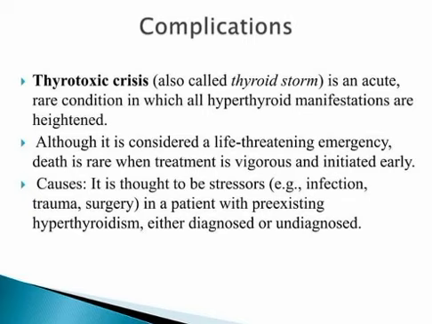What are the complications which will be faced while we have hyperthyroidism? Usually it shows thyrotoxic crisis. It is also called thyroid storm. It is an acute rare condition in which all the hyperthyroid manifestations are heightened. Although it is considered a life-threatening emergency, death is rare when treatment is vigorous and initiated early. It is caused by stresses such as infection, trauma, surgery in a patient with pre-existing hyperthyroidism, either diagnosed or undiagnosed.